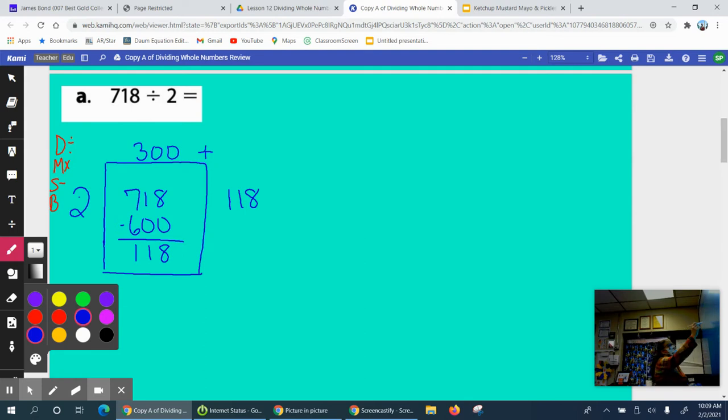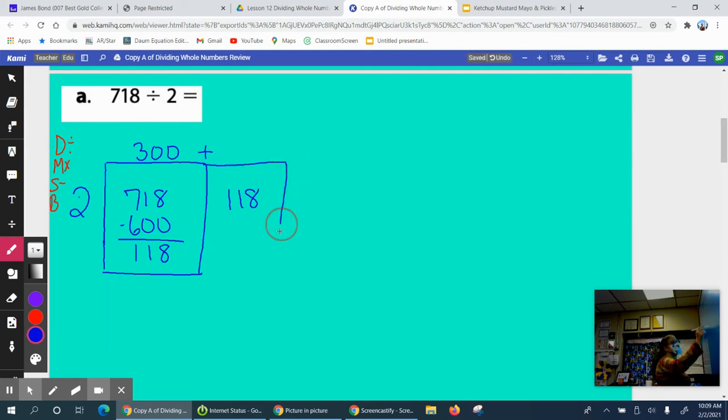All right, now let's do it again. What am I dividing? 118. So how many 2s are in 11? 2, 4, 6, 8, 10, and 12 is too many, so I have 5. What is my 11's place? It's in the tens place, right? So I need 50 of those, right?